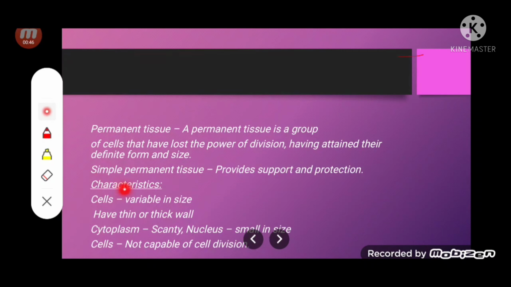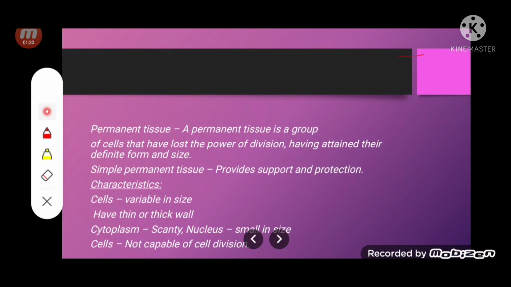So what are their main characteristics? The cells are variable in size, which we will see, and have thin or thick walls. Means according to their function they will have thin or thick walls, and cytoplasm is scanty and nucleus is small in size. So why do they have a small nucleus and scanty cytoplasm? Scanty cytoplasm means they are not very dense. So why are they not dense? Because they don't have to divide further, they don't need to divide, that's why they have scanty cytoplasm.